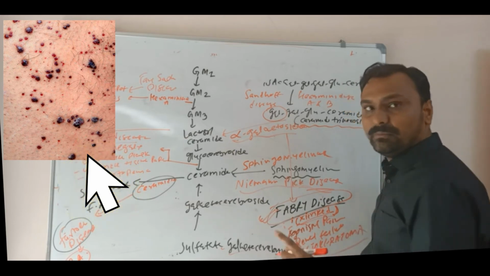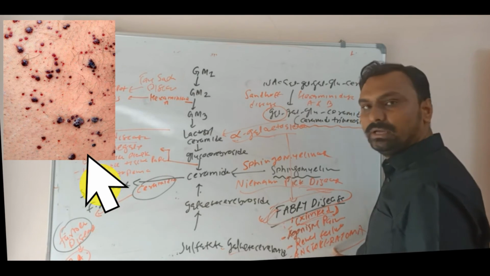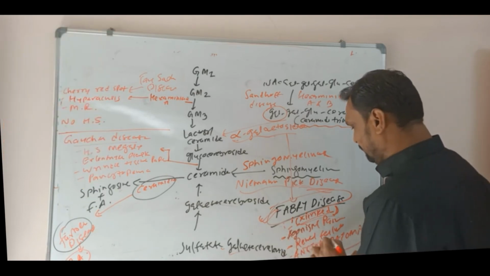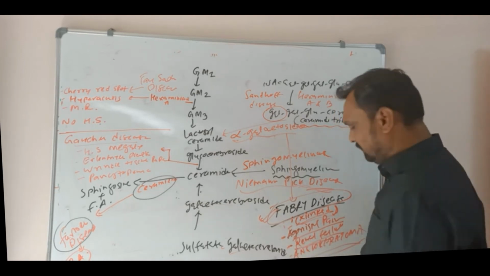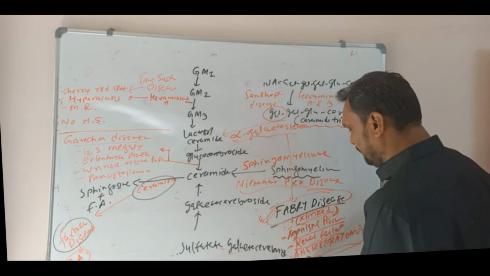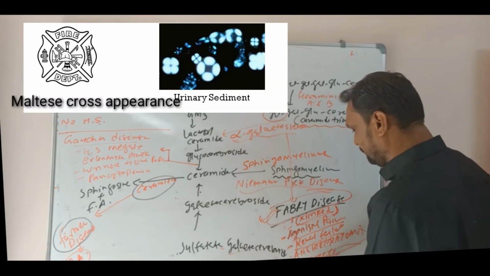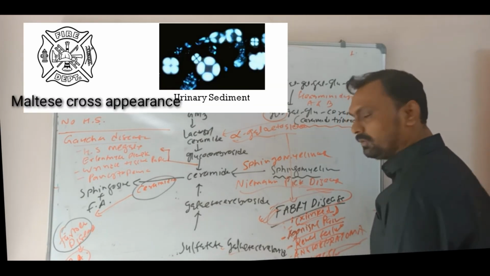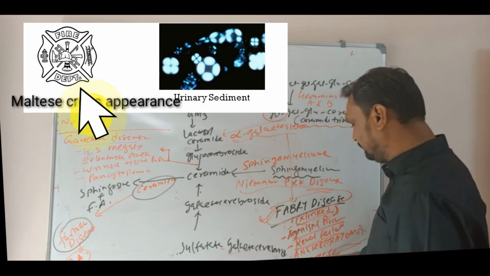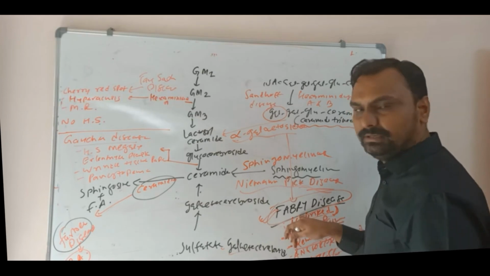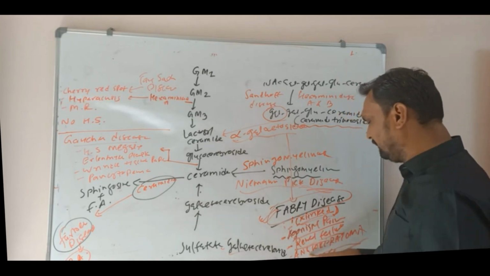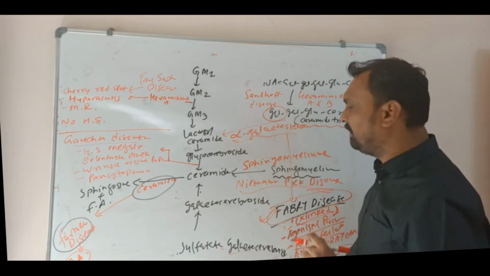Okay, you can see in the photograph also. This is an angiokeratoma. Then, agonizing pain, renal failure, angiokeratoma, cardiac failure. Okay, and in urine, crystals are seen with an appearance just like a Maltese cross. You can see in the photograph also, this is the Maltese cross appearance of the urinary crystal that is seen in case of Fabry disease. So the specialty is renal failure, angiokeratoma, Maltese cross appearance, agonizing pain. These are the features of Fabry disease.